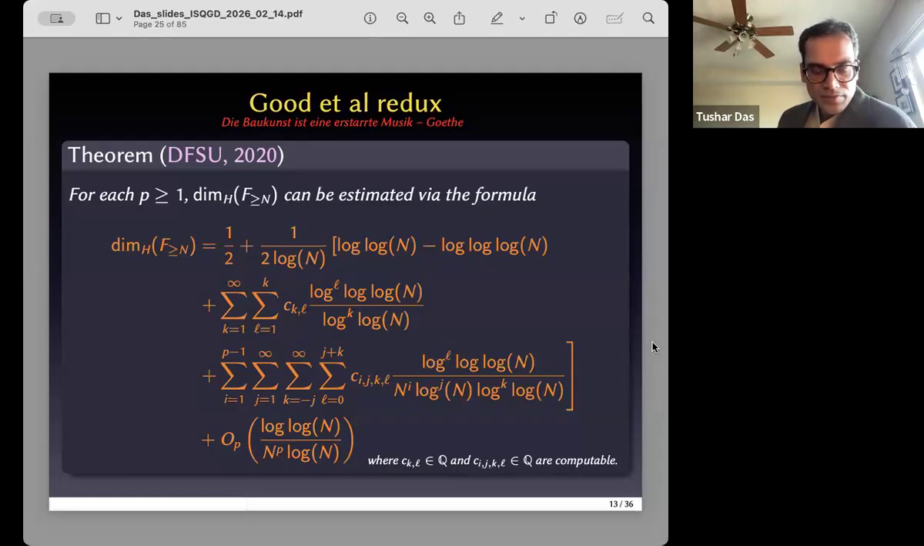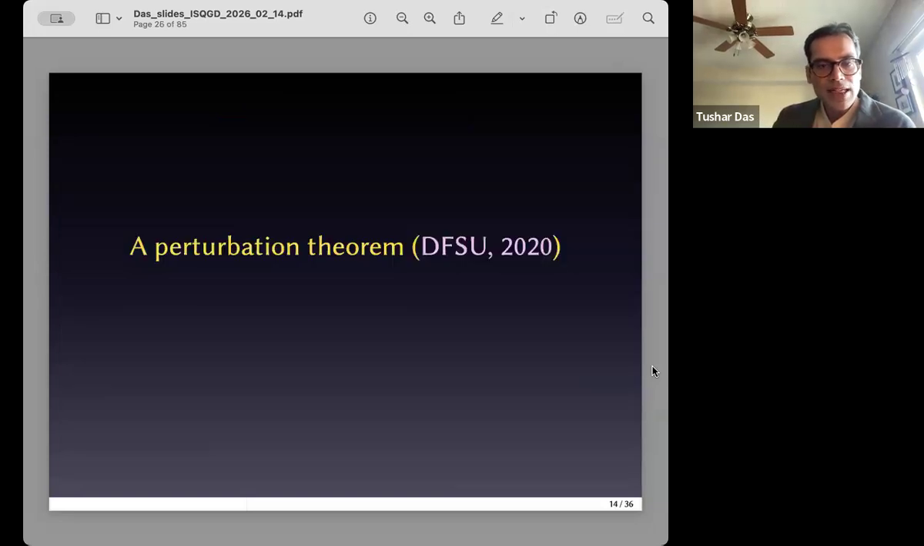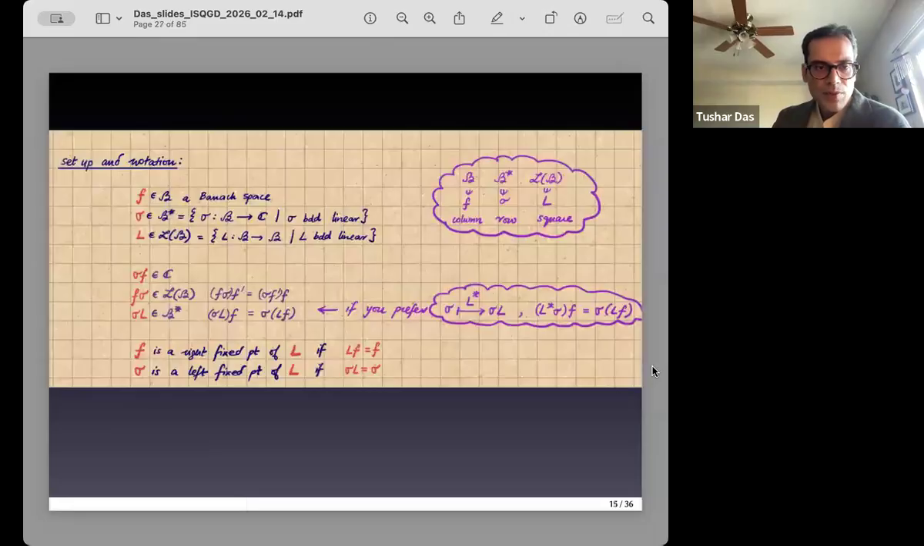I'll be very curious. Now in this case, the coefficients again are computable, but what's very interesting now is that we can prove that all the coefficients, these C_{ijkl}s, are all rational numbers in this case. So what is at the heart of both these results? It's basically a piece of, I would say, elementary functional analysis, which is a perturbation theorem.